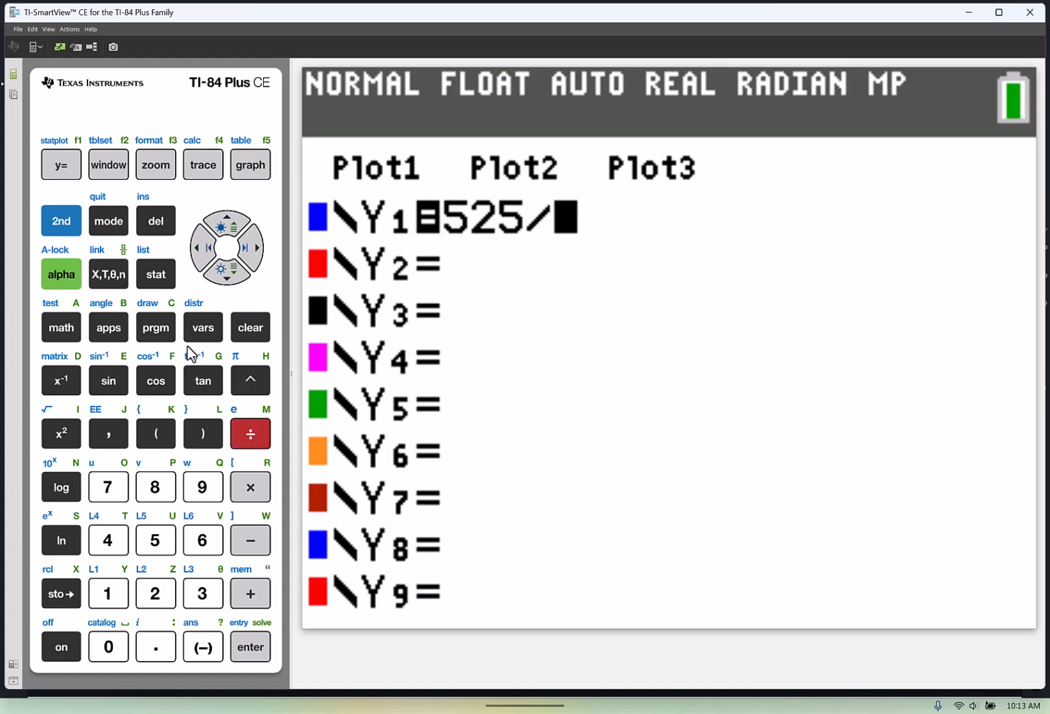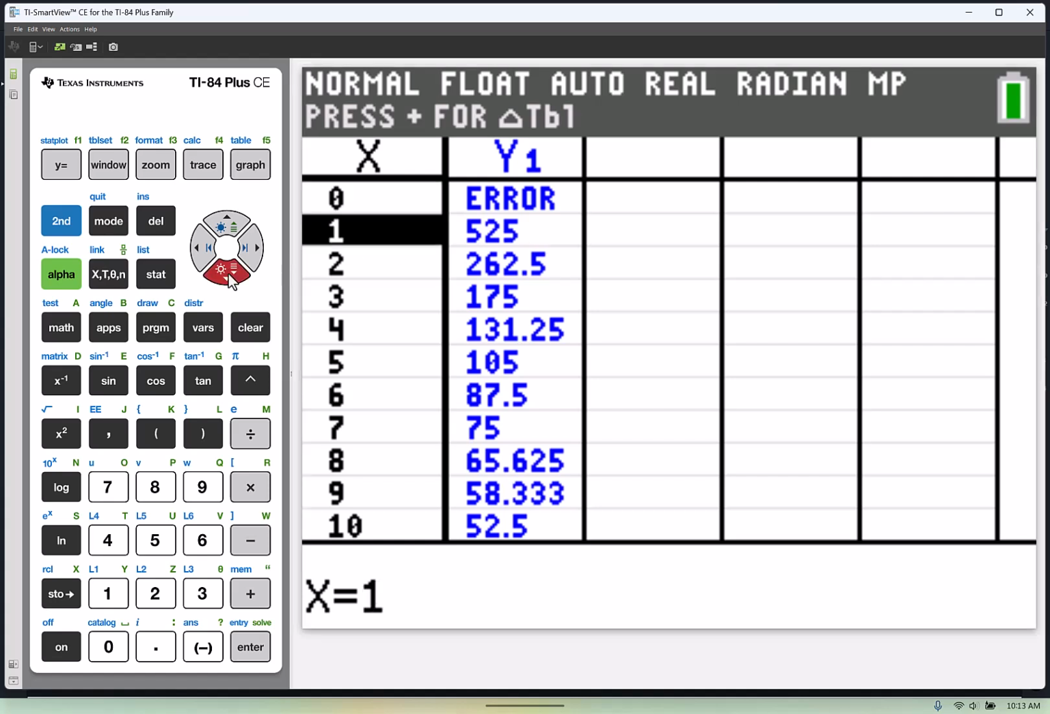525 divided by x. And I just go to my table, guys. Second table. So look, every single one of those numbers multiply to give you 525. Why did you do that? I am looking for a perfect square root. So I just go to my perfect square roots.